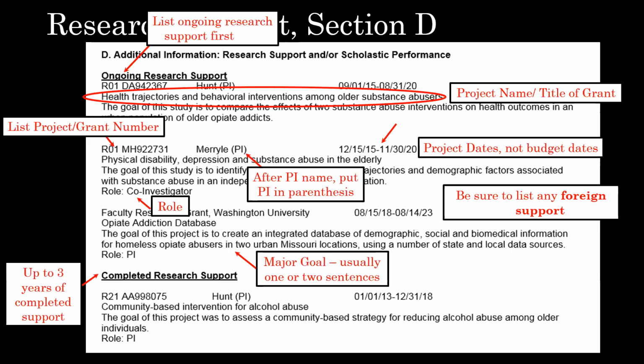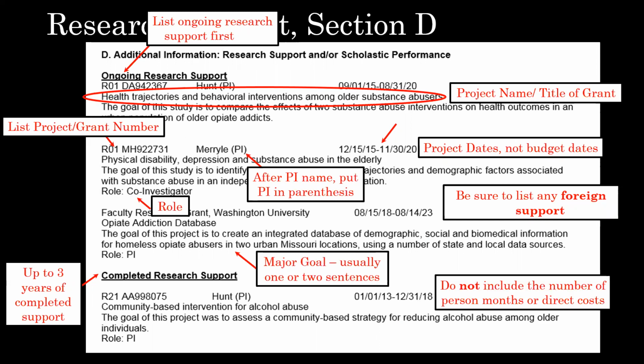And then next up is completed research support, and you are going to list any research grants that have ended within the last 3 years. If they ended over 3 years ago, you can remove them from their biosketch. Do not include the number of person months or direct costs in Section D of the biosketch.